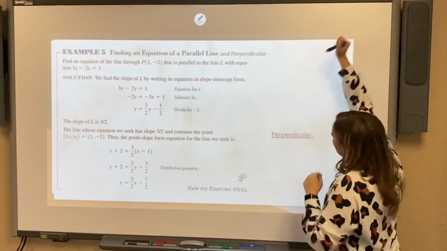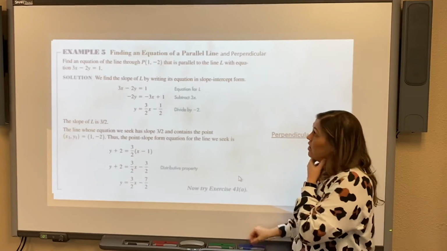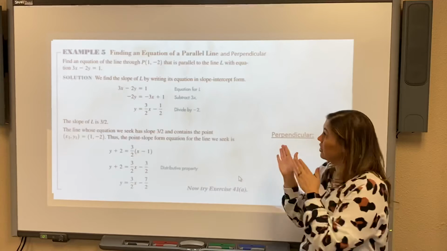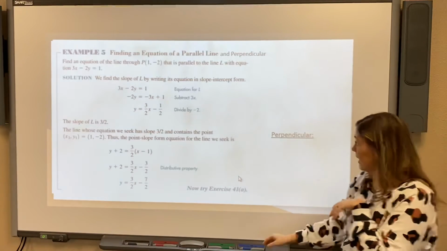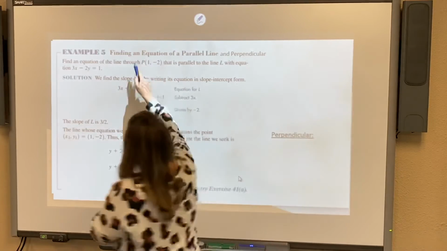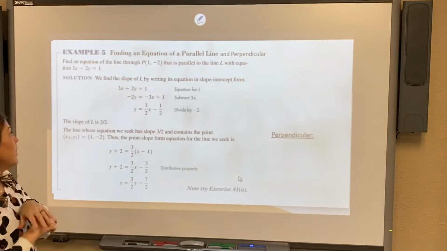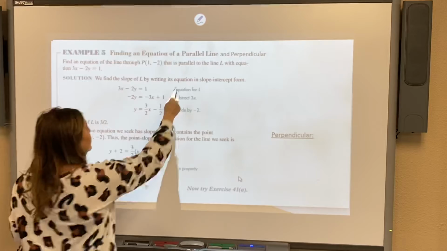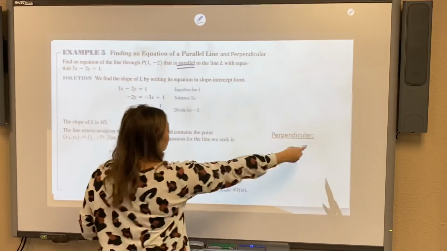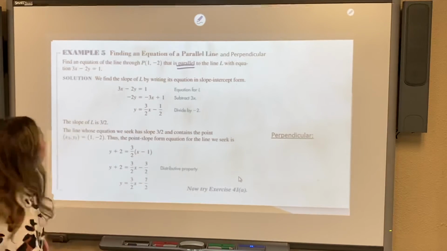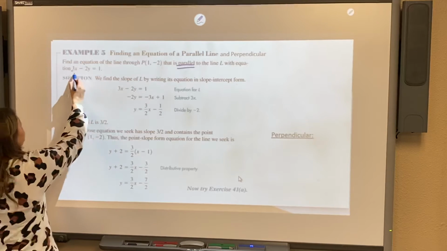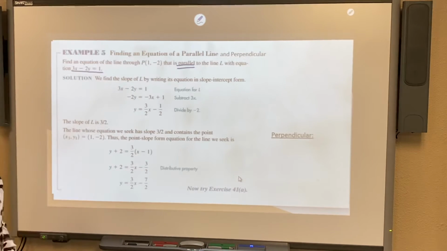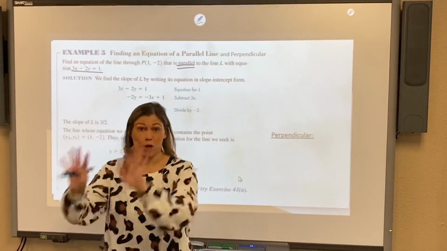Okay, so we're gonna do an example. This one is like one from your homework. We're finding the equation of a parallel and perpendicular line. So it says find an equation of the line through this point P, and our point is (1, -2). First we're gonna do parallel, and then over here we're gonna do perpendicular. So we're gonna do parallel to the equation 3x minus 2y equals 1. Okay, so for parallel, our slopes are the same.